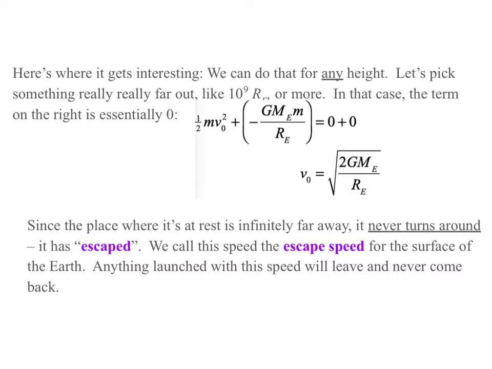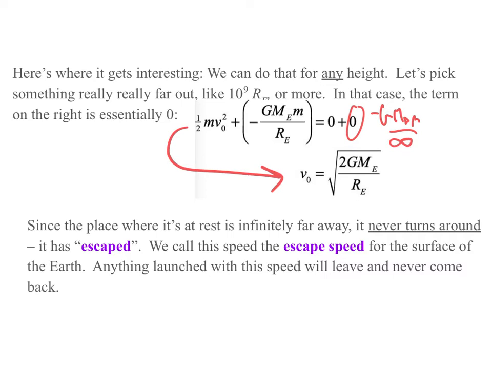Not a big deal. But let's say we get something really far out, like 10 to the 9 Earth radii, or even more. In that case, the term on the right is essentially 0, because this term would be something like minus GMeM over essentially infinity, which is 0. And therefore, the speed we would need would be this, the square root of 2 times the universal constant times the mass of the Earth over the radius.